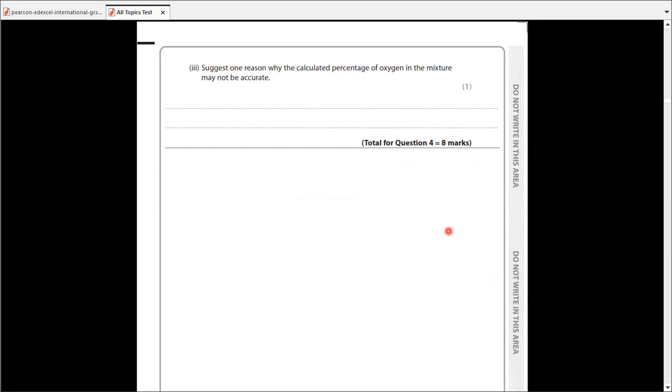Moving on, last part of the question. Okay. Next question. Suggest one reason why the calculated percentage of oxygen in the mixture may not be accurate. Maybe due to impurities, or some oxygen might have been lost, so it might not have gone like in the table. The reading might have been wrong.